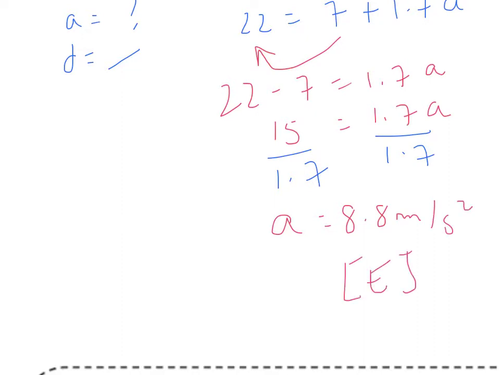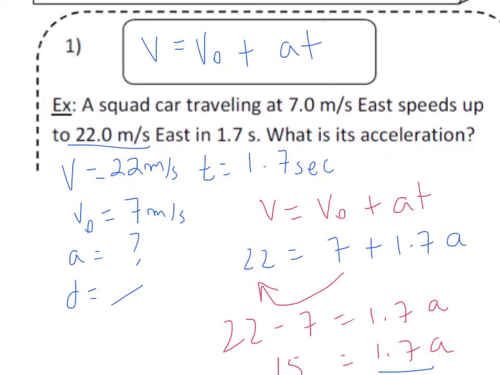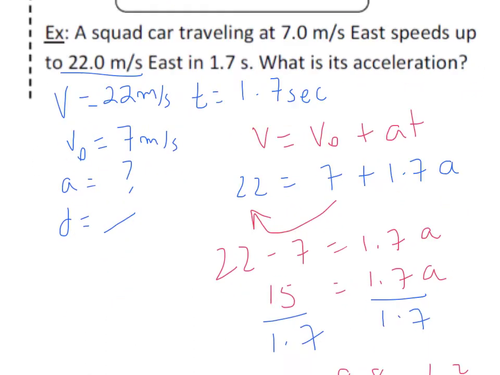Okay, how do we know it's east? Well, if we go back up, it's telling us that the car is traveling in the east direction.